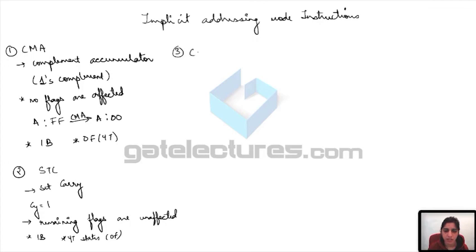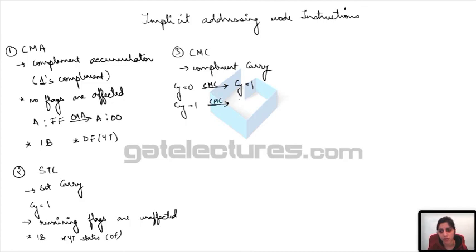Next instruction is CMC. CMC is complement carry. Which means if the carry flag was 0 initially and you perform CMC, it is going to become 1. And if it was 1 and you perform this instruction, it's going to become 0. So whatever was the status of the carry flag initially, when you perform this instruction, it will be complemented. Fine, again 1 byte and 4 states. So this is very obvious. I'm not writing it again and again.